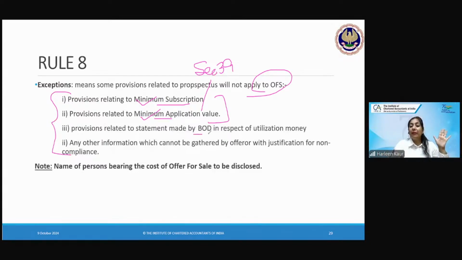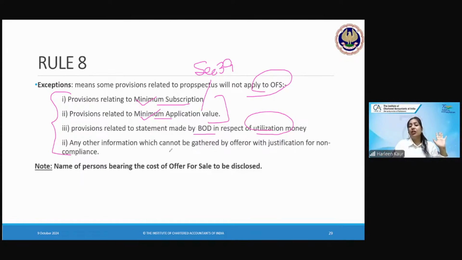Next, provisions related to the statement made by the board of directors for utilization of money. Generally, when you issue the prospectus to the public and take money from the public, the board of directors has to prepare a utilization statement. In OFS, you don't have to prepare a utilization statement. Why? Because the money is going to the shareholders. You are selling the shares of shareholders. The company is not getting the money. The company is acting as a mediator, selling the shares of the shareholders to the public. Same as in a deemed prospectus, where you had an issue house selling the shares. So here you don't need a utilization statement, because the money will be given to the shareholders.